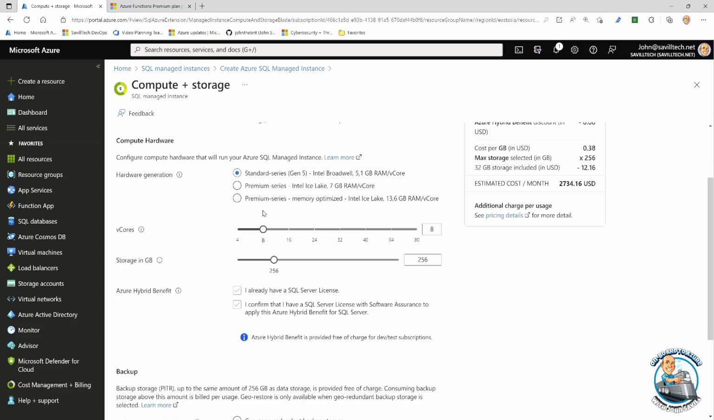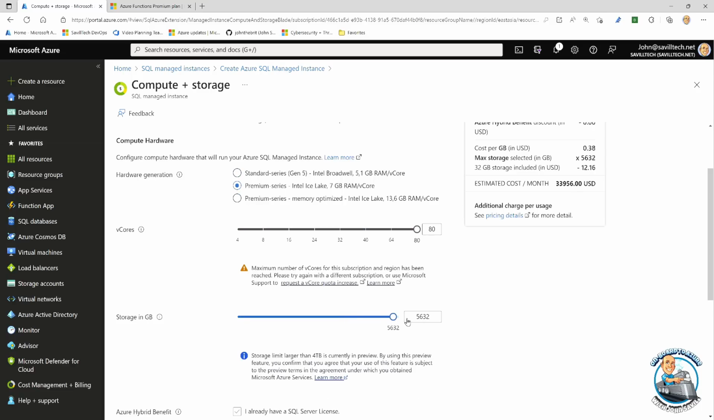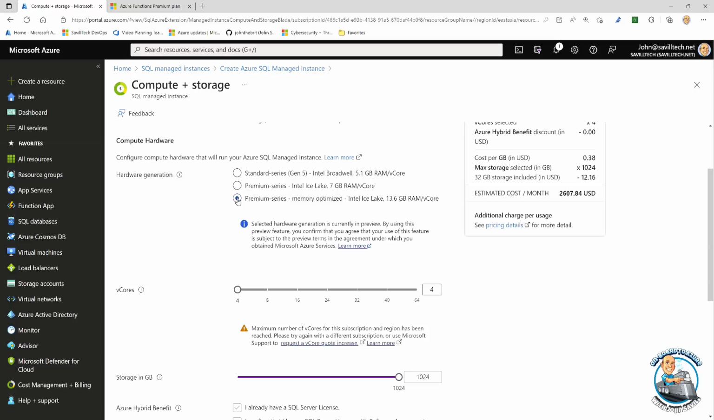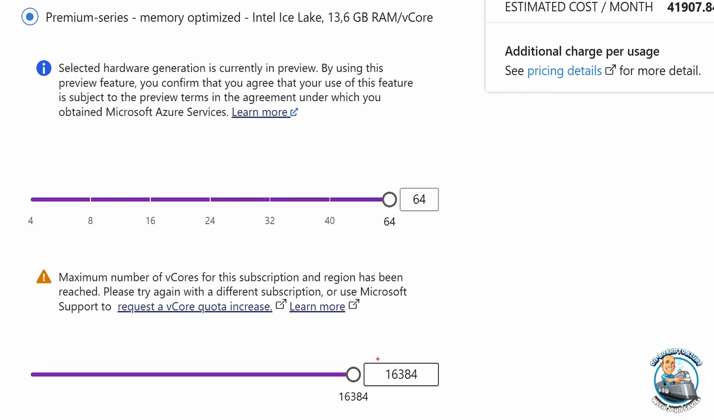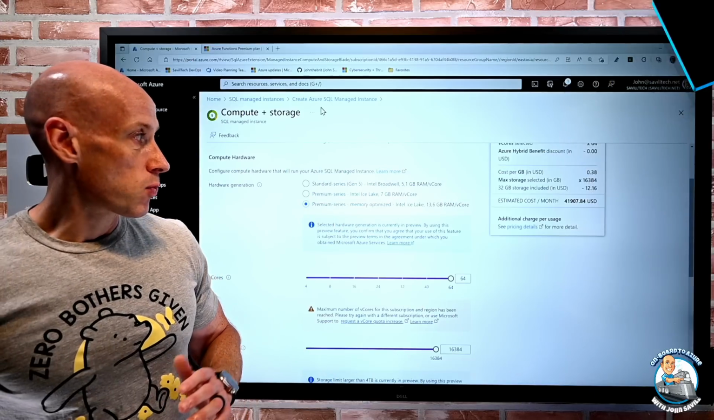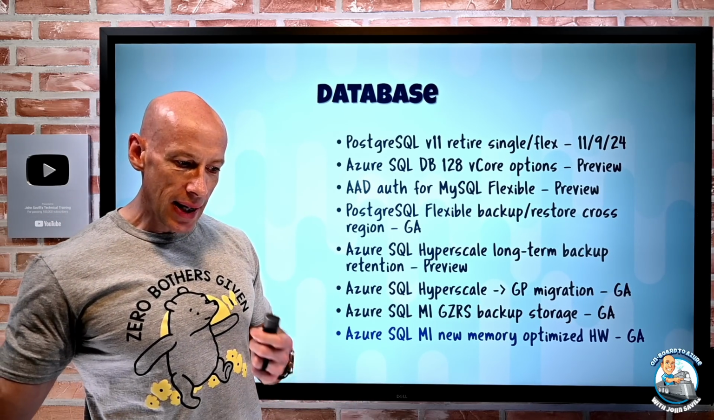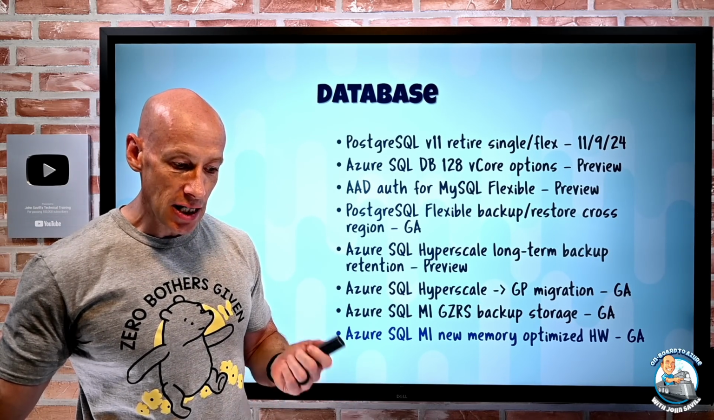But what's interesting, if I looked at standard and I went as big as I can, my biggest database is 4 terabytes. If I went premium series, it goes up to 5.5. But now with this premium series memory optimized, I can actually go all the way up to 16 terabytes. So I get a much bigger potential database as well. So that's a nice option. Not only do I get this memory optimized hardware, but I can also get a much, much bigger database.